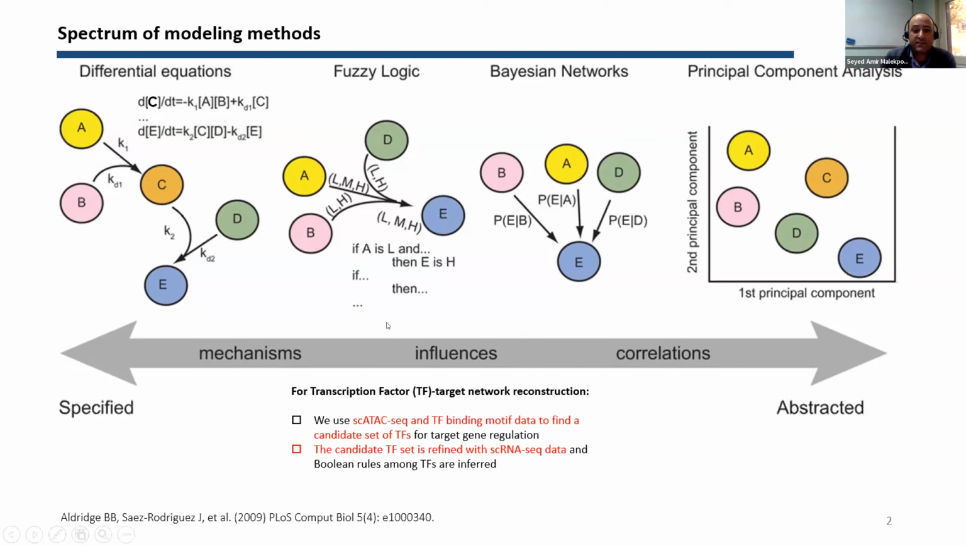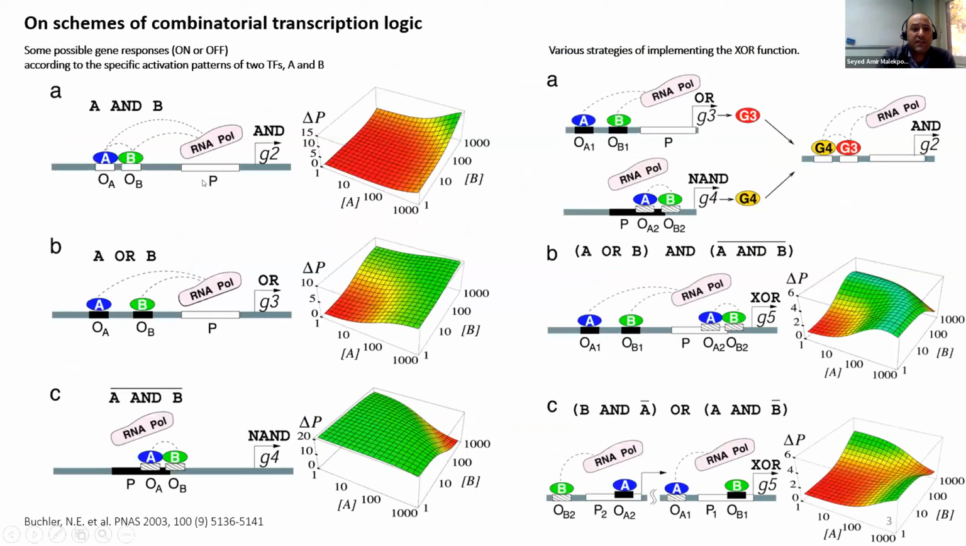Actually, today in this talk, I will use single cell ATAC-seq data and TF binding motifs in open chromatin regions to identify a candidate TF list regulating their target genes, and then I use single cell RNA-seq data to further refine the candidate list of TFs to find a logical relationship among regulatory TFs. Logical relationships among TFs can be of different types.